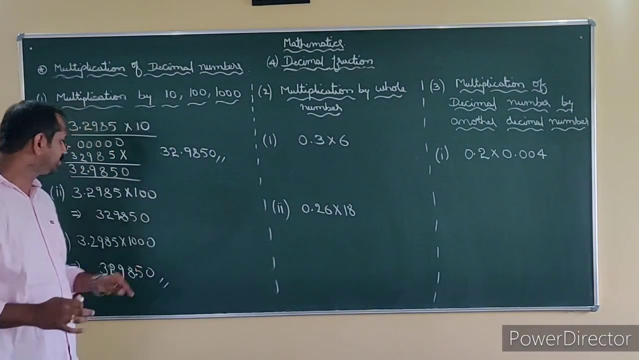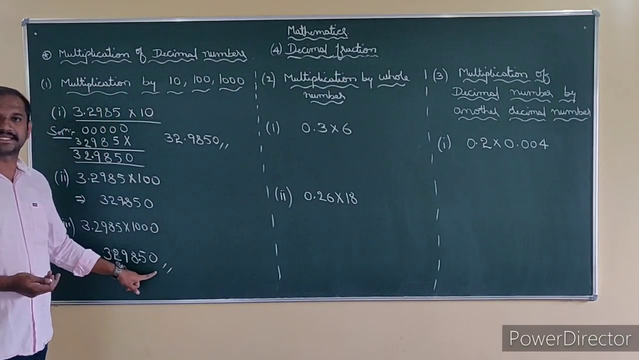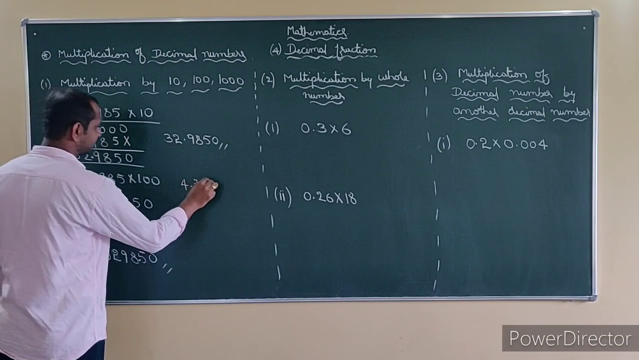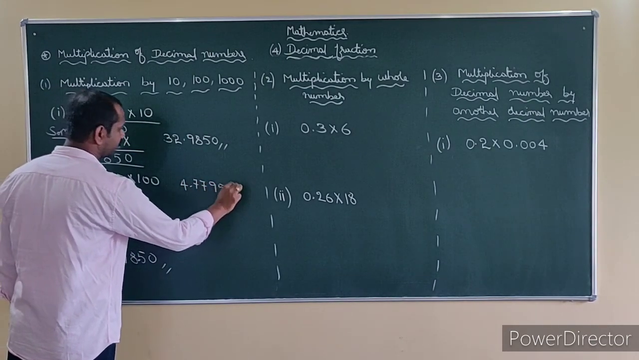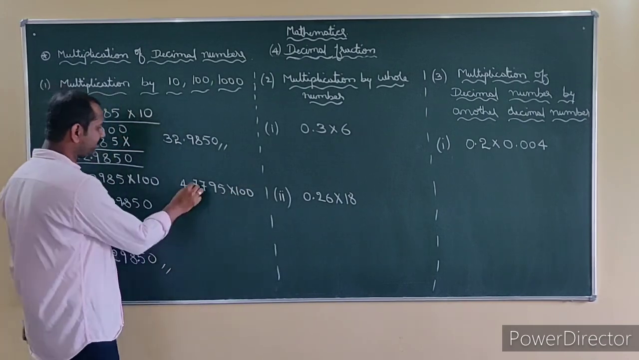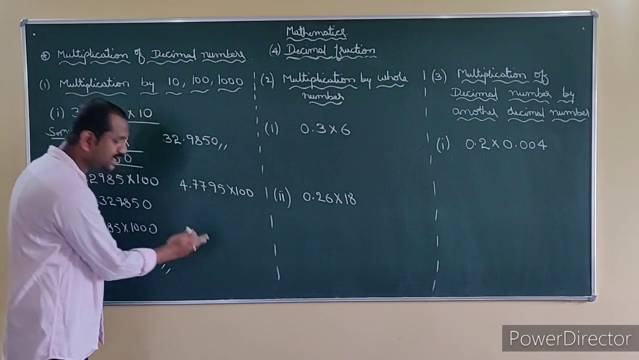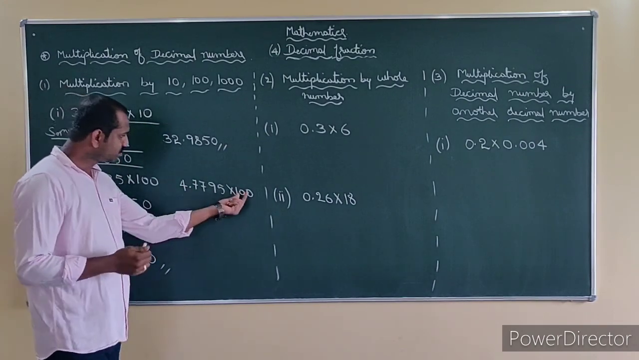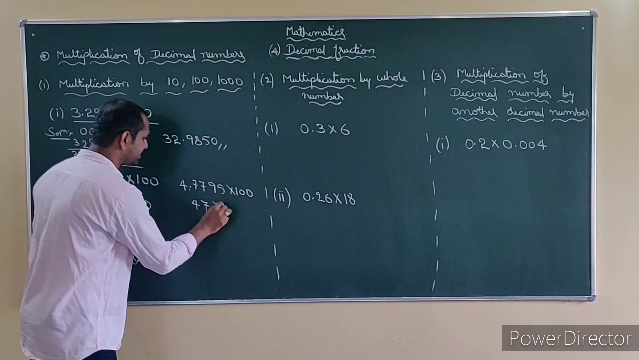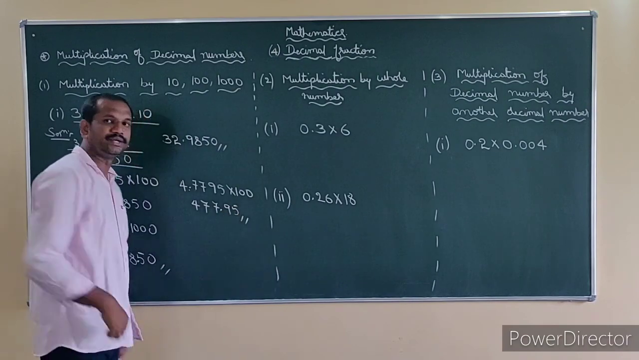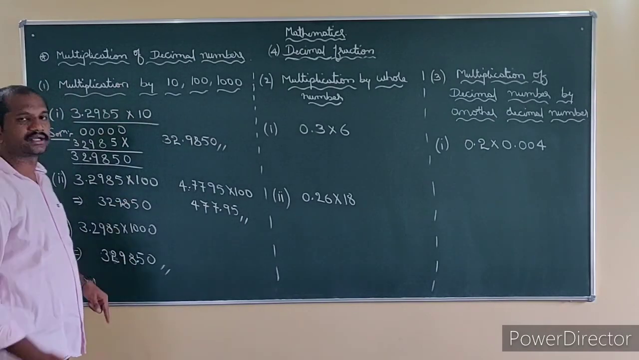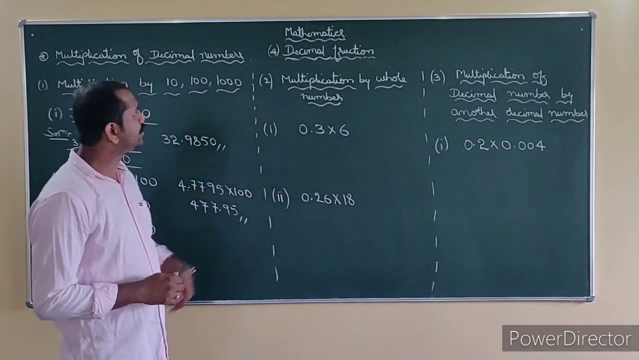This works for any number you take. For example, let me take 4.7795. When you multiply by 100, we need not multiply in full. By common sense, the point shifts 2 places, so that becomes 477.95. You can do it directly. Understand? So I hope you have understood how to multiply by 10, 100, and 1000. Now we will go to the next one.